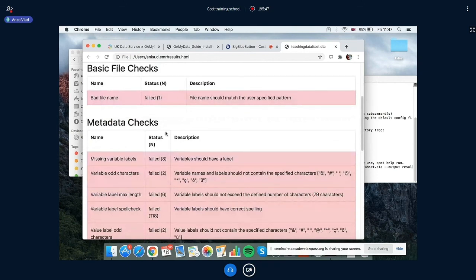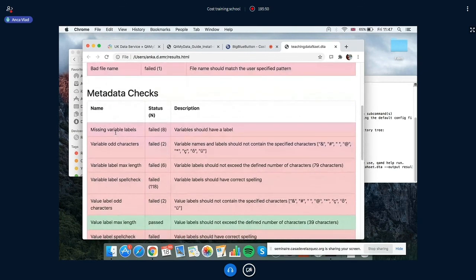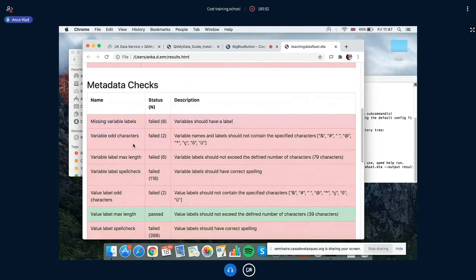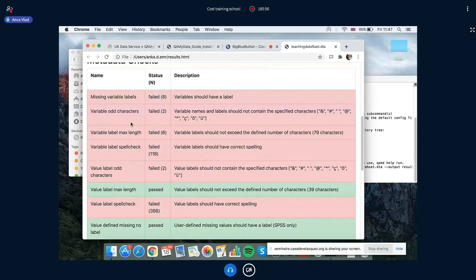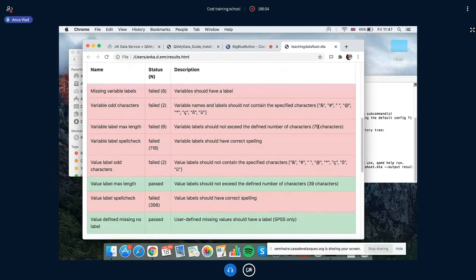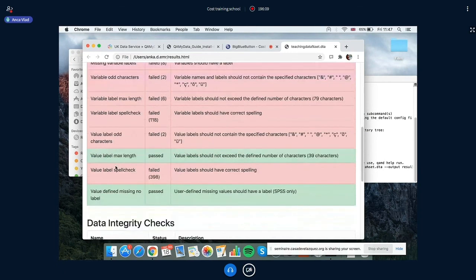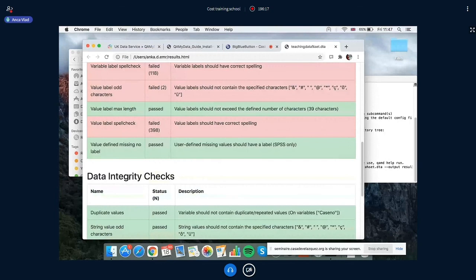Metadata checks, so it's telling us the data file has missing variable labels, variable odd characters, the maximum length of the label has been exceeded, and the threshold there was 79. Okay, so in red we have the tests that have failed, and in green we have the tests that have passed. Okay, and then we have data integrity checks.